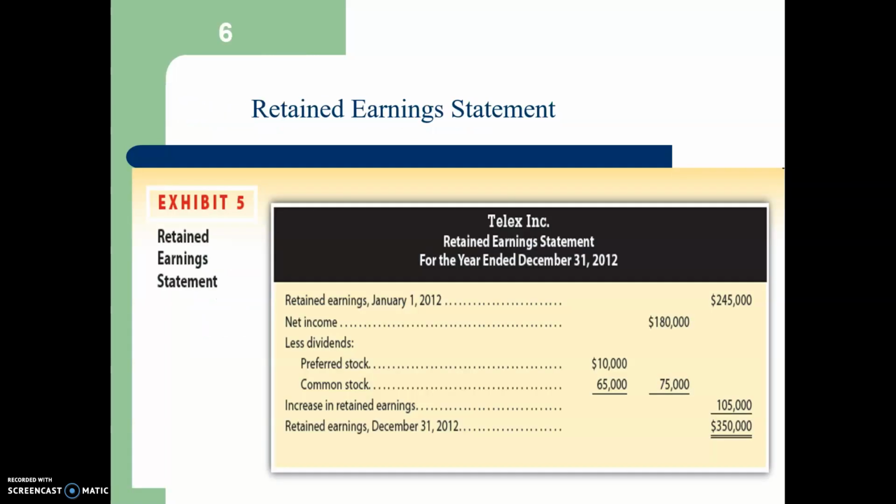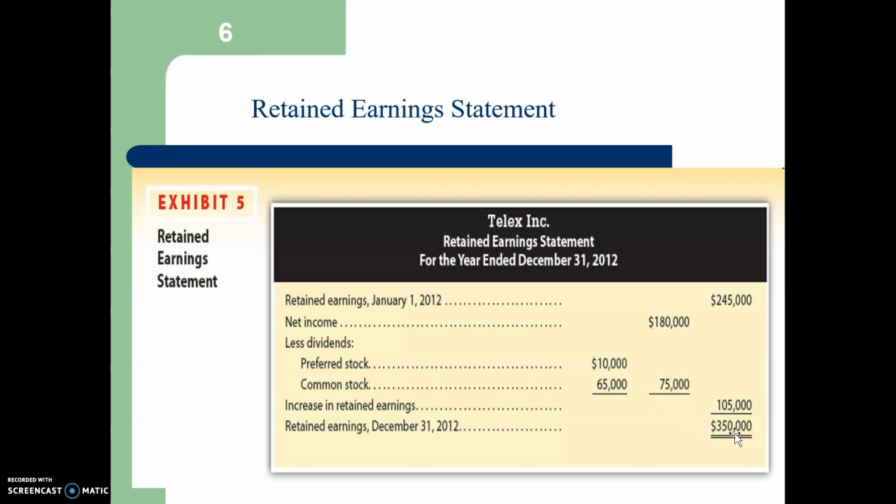And then here's the retained earnings statement that we have been working with since Chapter 1. We start with last period's ending retained earnings, which becomes this period's beginning retained earnings. We add our net income. We subtract our dividends, and that's how we get to our ending retained earnings.